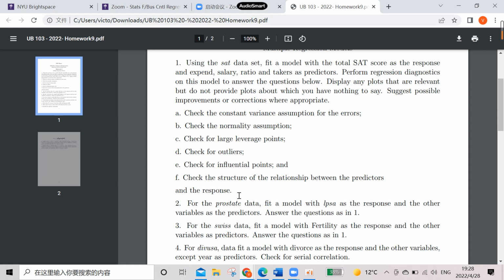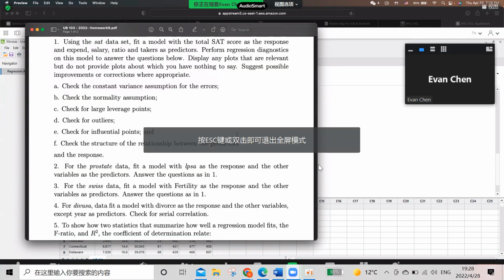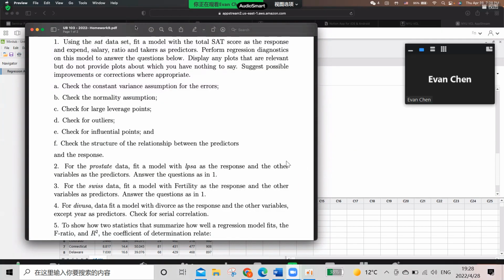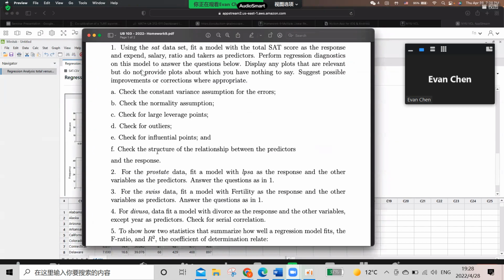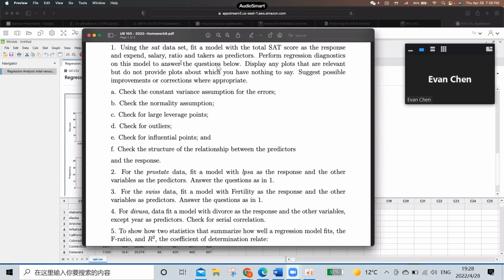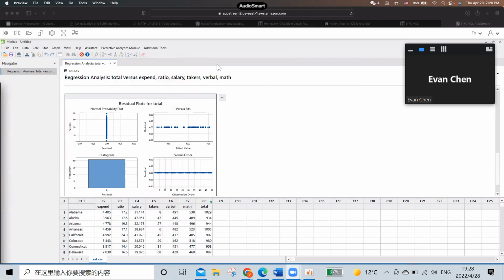Okay, my mistake. I think you're going to do a multiple regression here, but look at the parameters. SAT score is the response, and expend, salary, ratio and takers are the predictors. So you don't use verbal and math as predictors. In your multiple regression model, you only have 4 parameters. You can try it now, and you will get something very different.